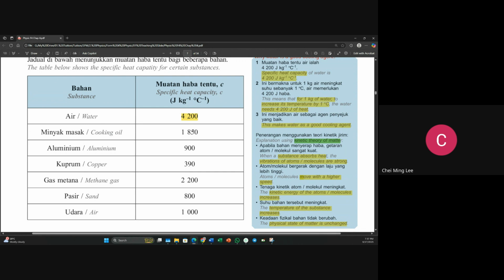So that's why we won't use water to fry something, because water needs more heat to boil. And then aluminium is 900, copper 390, methane gas 2,200. That's why methane gas is one of the major fuels, because it can sustain high energy. And then sand is around 800 and air is 1,000.